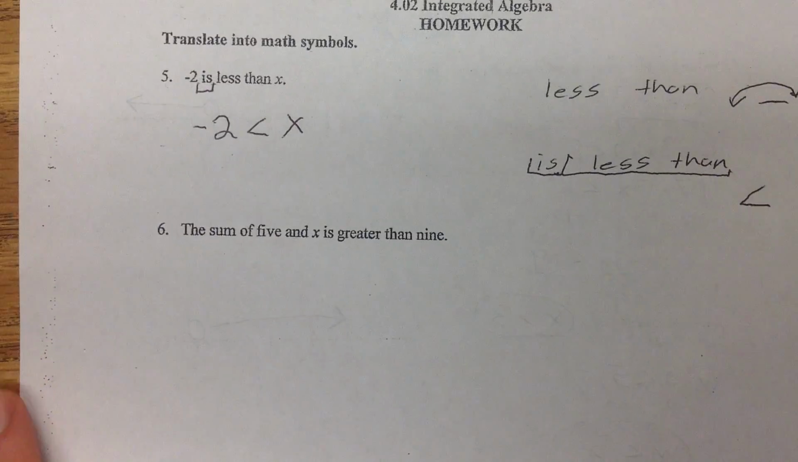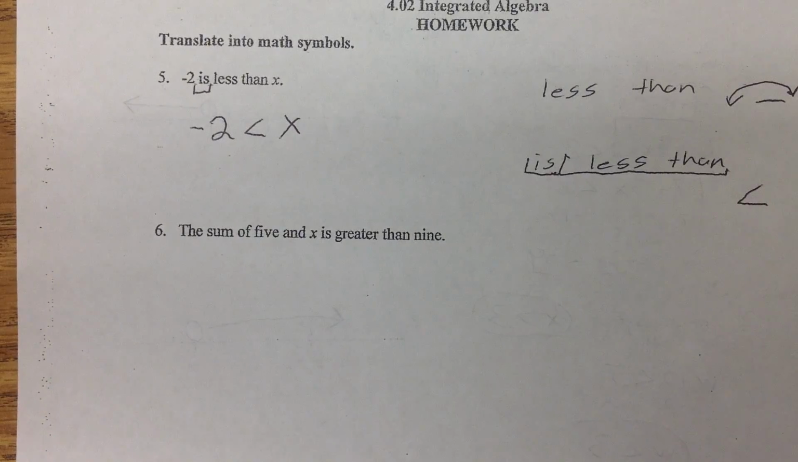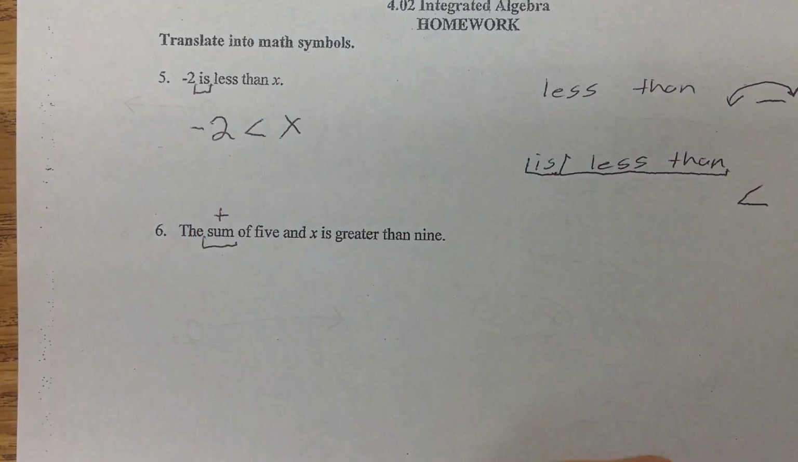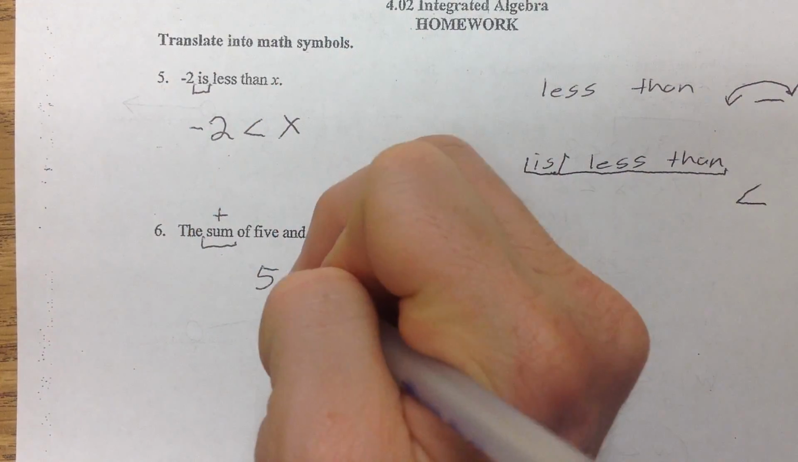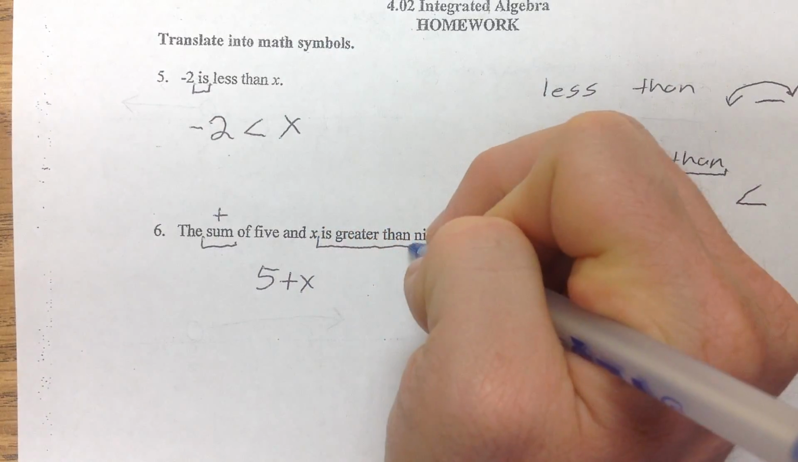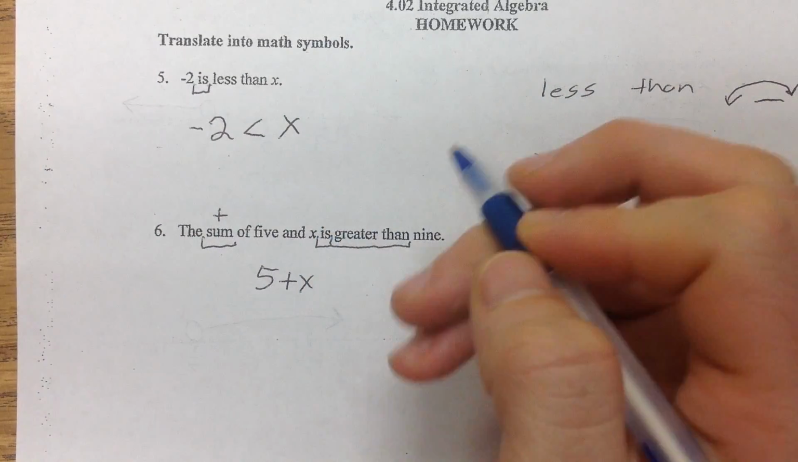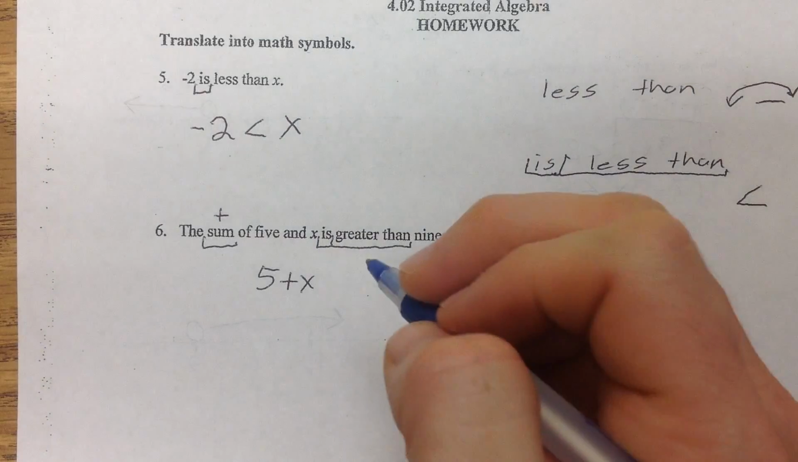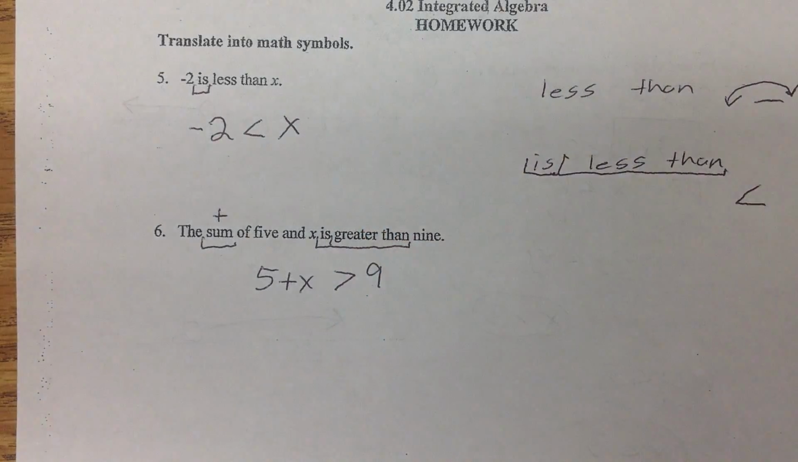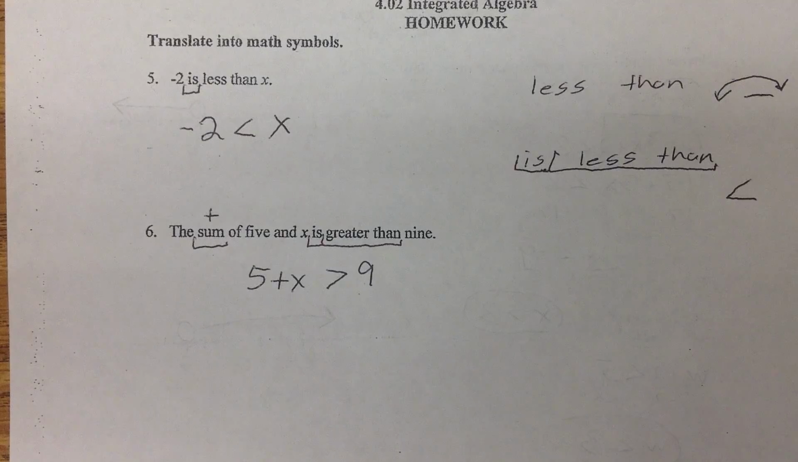If we look at number 6, we have the sum of 5 and x is greater than 9. So the key there is knowing that the word sum is addition. So this is 5 plus x, and then is greater than, there's that is, so that's kind of our midpoint, that's separating our left from our right, and then we need a greater than symbol, is greater than 9. Okay, so those are those two translation problems.